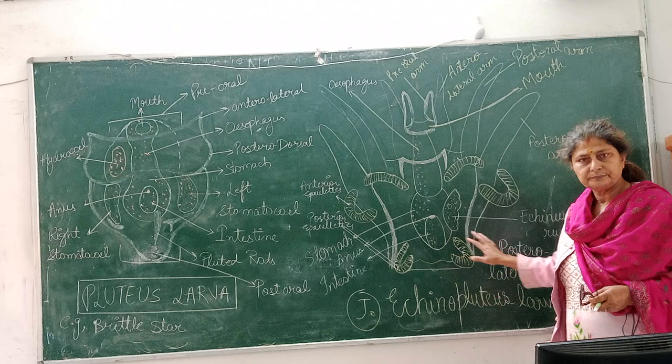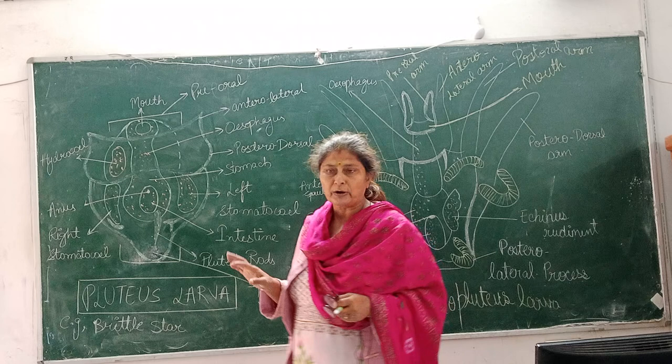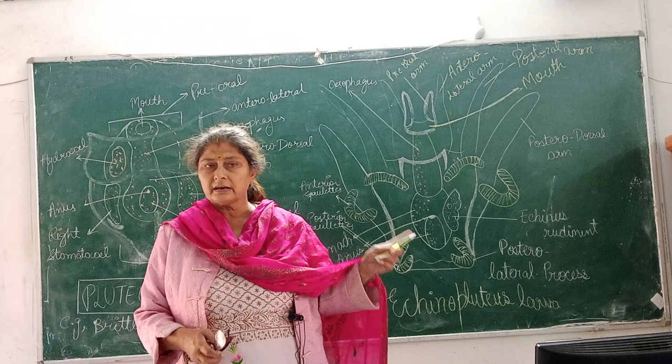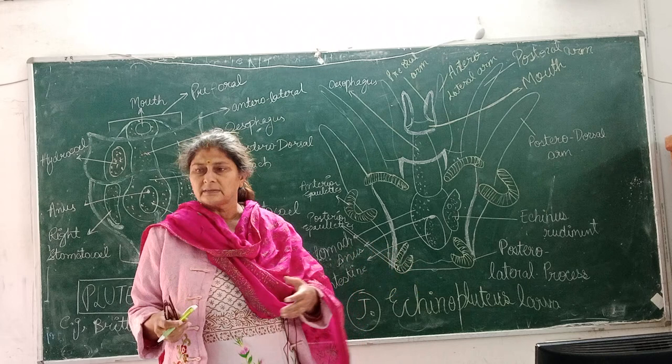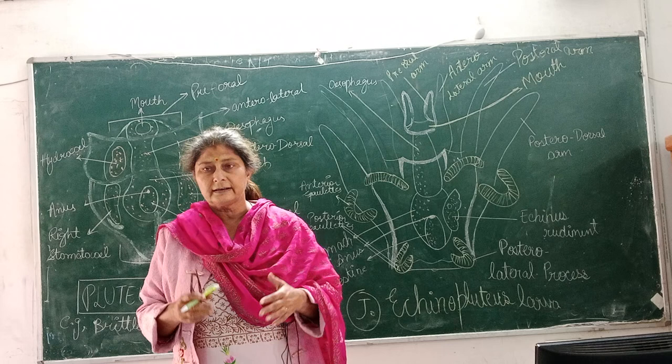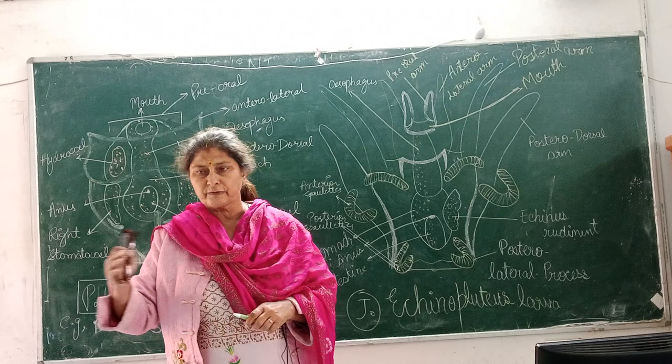Why are these larvae important? These larvae are important because their body, as you can see, has bilateral symmetry. The adult has radial symmetry. This is altogether a different symmetry from the adult one. So these larvae are different from one another.